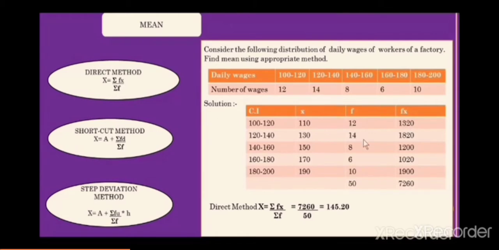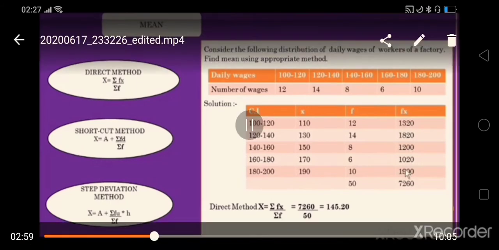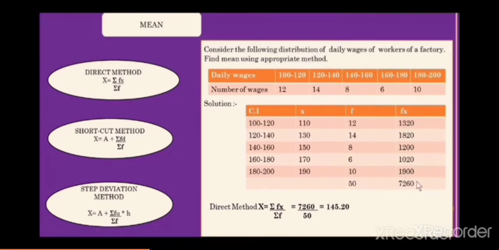If you multiply, 110 into 12 is 1320, and like that you should multiply for all. 110 into 12, 1320, 130 into 14, 1820, and add all of these, and 7260 will be there for this column. And this total, if you add, you will get 50.